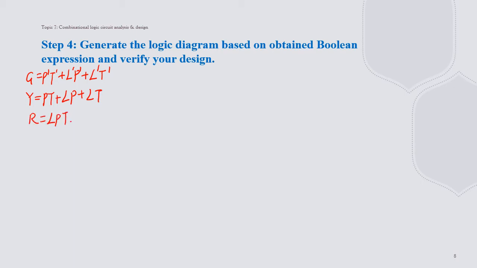So how to draw the logic diagram? There's an organized way to do this. What we do is we put our input signals. So we have L, P, T. We draw a long line for each of them.